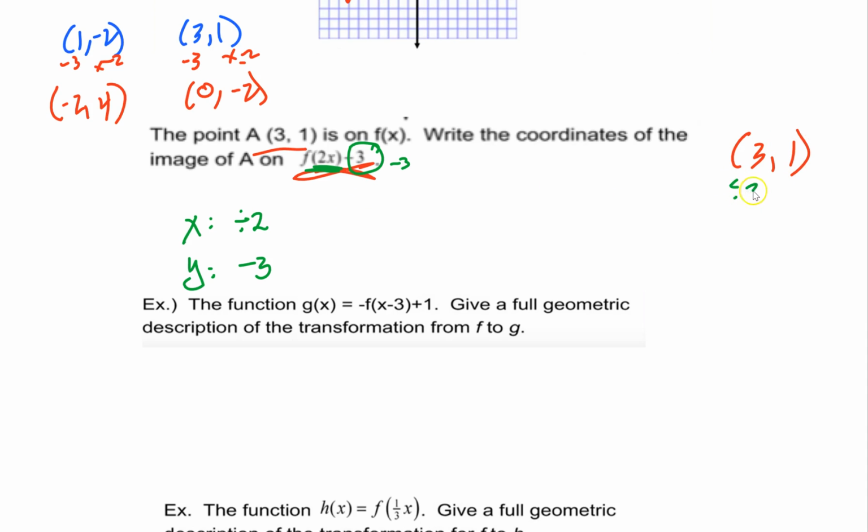On your x, divide by 2. On your y, subtract 3. 3 divided by 2 is 3/2. 1 minus 3 is negative 2. And that's it. That's all it is.